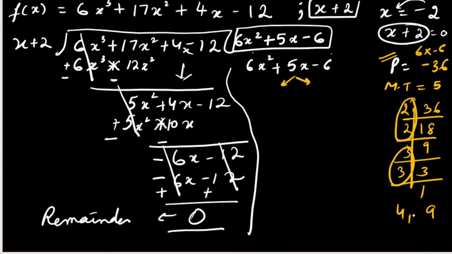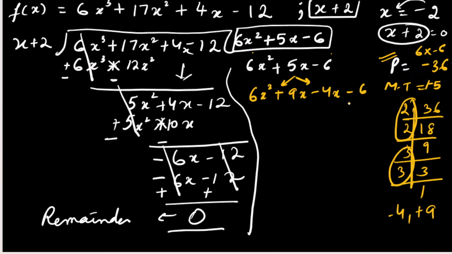So 4 and 9 can be worked out if we do 9 minus 4. That means when we multiply 9 with minus 4, we'll get the product 36, and when we add them, the answer will also be plus 5. So we chose the numbers: 6x square plus 9x minus 4x. See, 9 minus 4 is what?